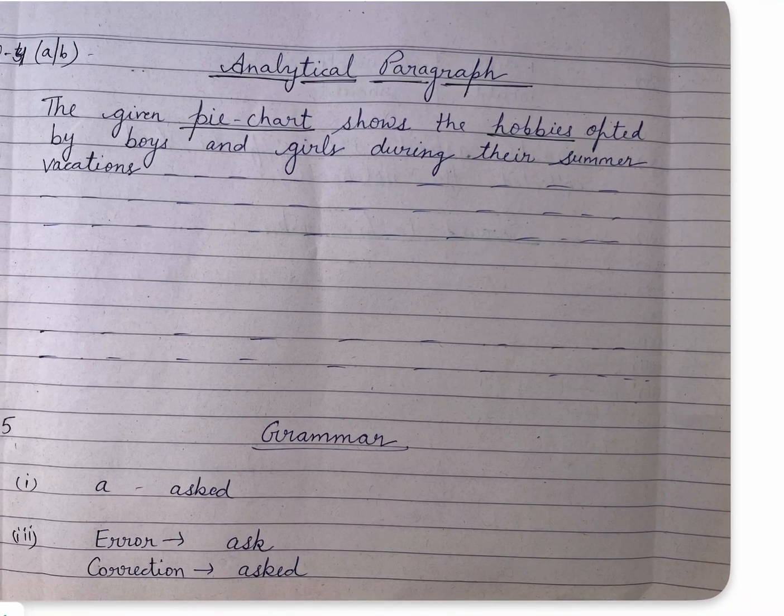Next question will be of analytical paragraph. So do mention question number 4, which one you are writing, A or B, then the heading analytical paragraph. So start like this. No format is there, you are to just start the paragraph. The given pie chart shows the hobbies opted by the boys and girls during their summer vacations, and so on. In this way you are to complete your analytical paragraph.